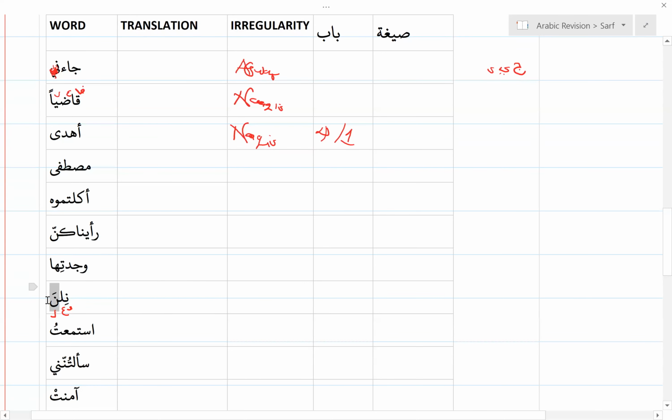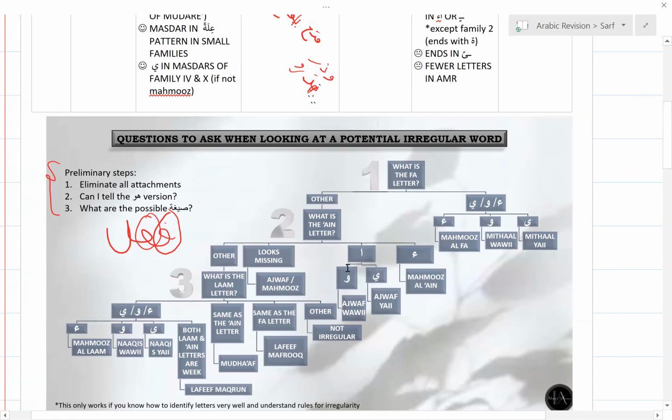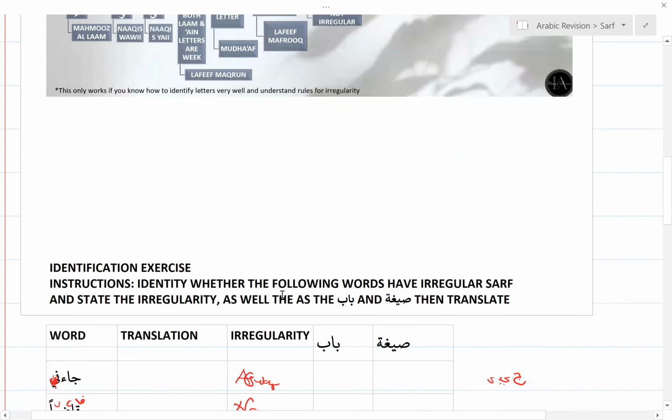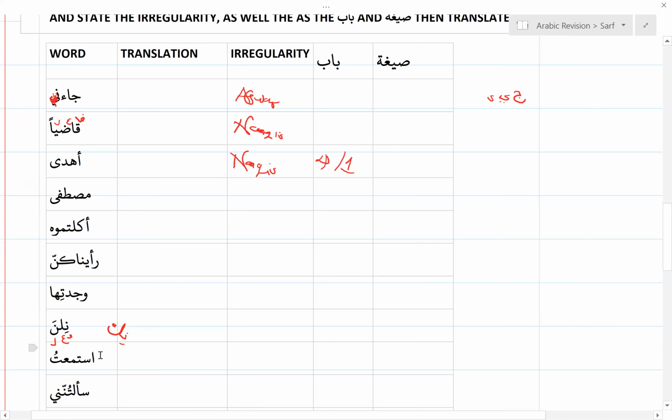If I remove this noon, I have something like nil. This is the Hua version, nil. And it feels like there's something missing, doesn't it? When I ask myself, what is the Ain letter? I have no idea. So you come here and you see it's either Ajwaf or Mahmuz. Could it be Ajwaf? Could it be Mahmuz? Most likely this is Ajwaf. Nala yanilu. So nilna is the Hunna version.